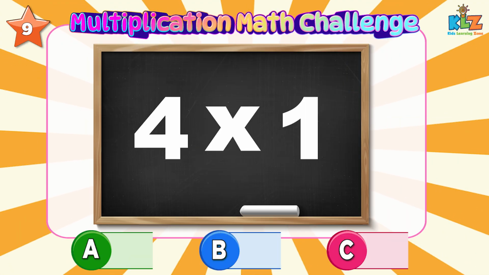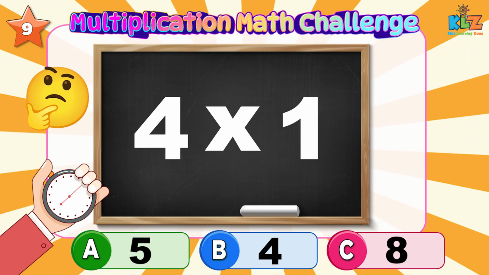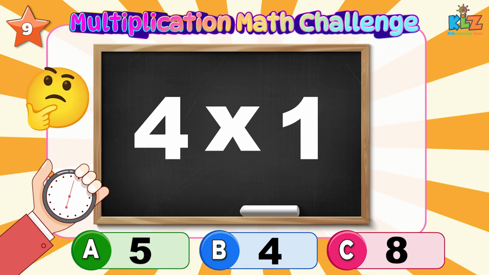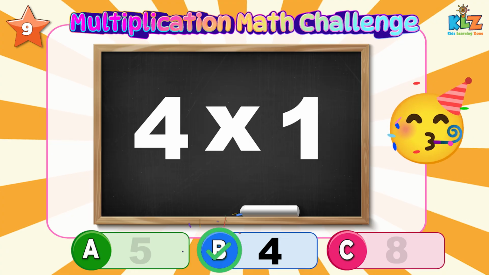What is 4 multiply 1? Think fast. You have 5 seconds. Correct answer, option B, 4. Fantastic.